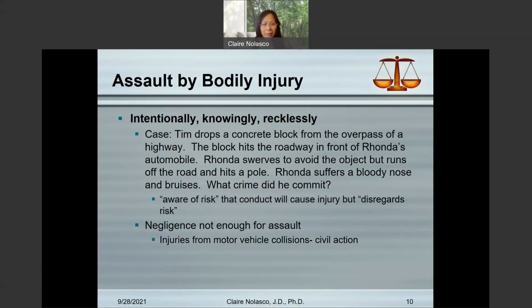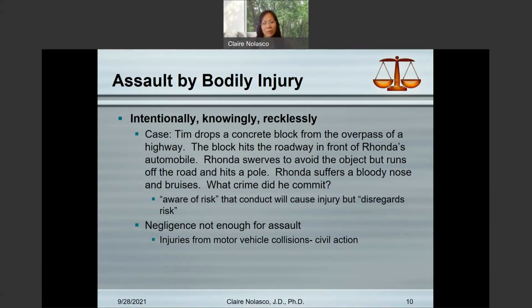Now, Tim here acted recklessly. So what does reckless mean? A person is reckless when he is aware of the risk that his conduct will cause an injury, but he disregards the risk. So here, Tim was aware that his act of throwing a concrete block from the overpass of a highway would likely cause injury to a passing vehicle, but he still disregards the risk and proceeds to throw the concrete block from the overpass. Hence, Tim is liable for assault by bodily injury.